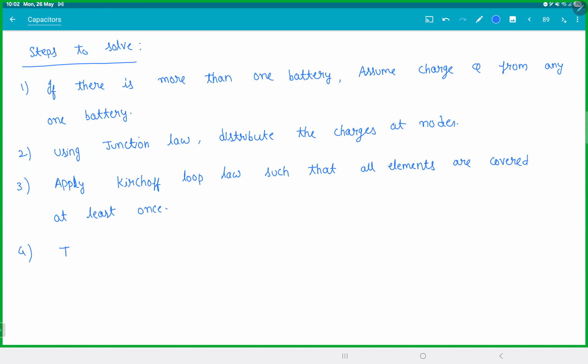If you want to find C equivalent, sometimes I'll just give you a circuit without any batteries and ask you for C equivalent. Then assume a battery giving charge Q and find Q by V, the ratio. Let me show an example. That's the fastest way to do this. But look at the steps.